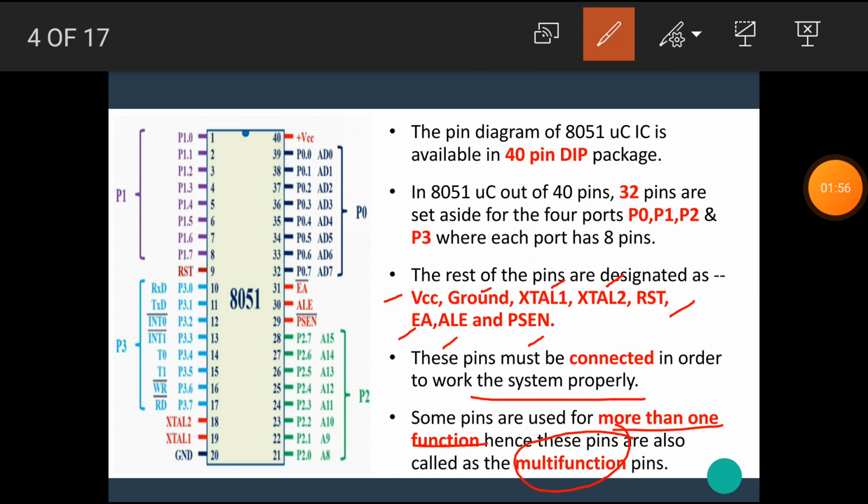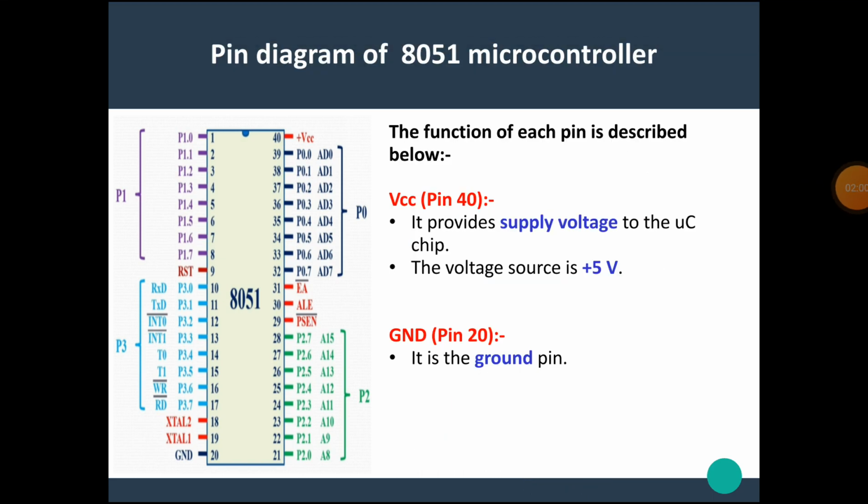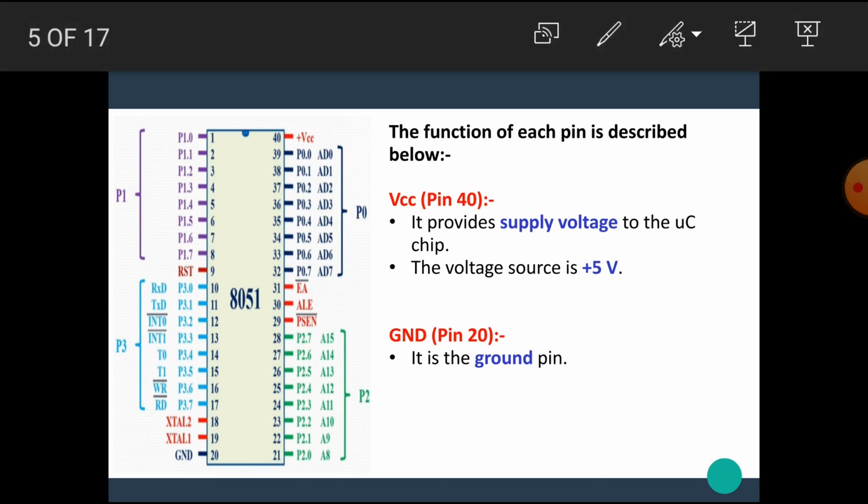Now let's see the description of each pin one by one. The first pin is VCC, pin number 40. It provides a supply voltage to the microcontroller chip. The voltage source is plus 5 volt DC. The next pin is the ground pin. The pin number 20 is the ground pin.